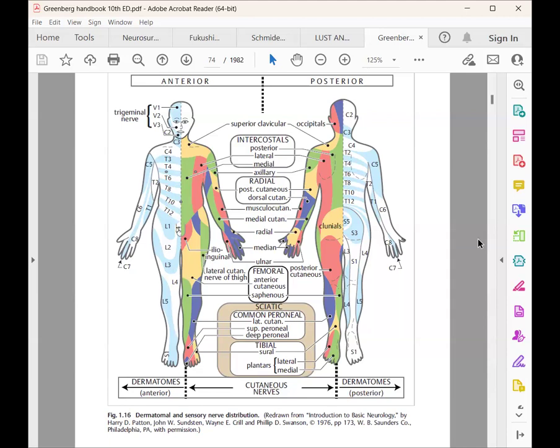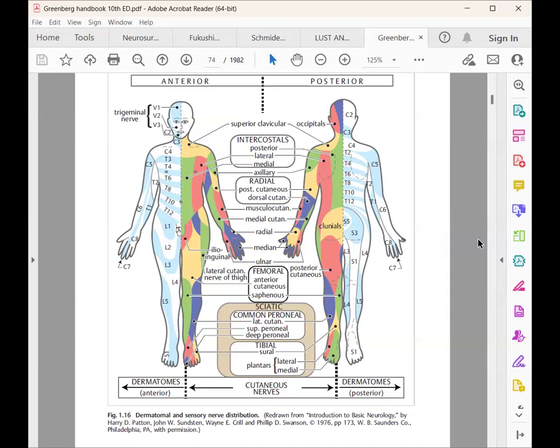So the common peroneal nerve has three branches. One is the lateral cutaneous. The lateral cutaneous nerve, as the name suggests, is supplying the lateral part of the leg. Then we have the superficial peroneal and the deep peroneal nerve. The superficial peroneal nerve, as we can see in the diagram, is supplying the dorsum of the foot, and the deep peroneal nerve is supplying mostly the big toe. The lateral side, it is supplying the lateral, which is the territory of S1.